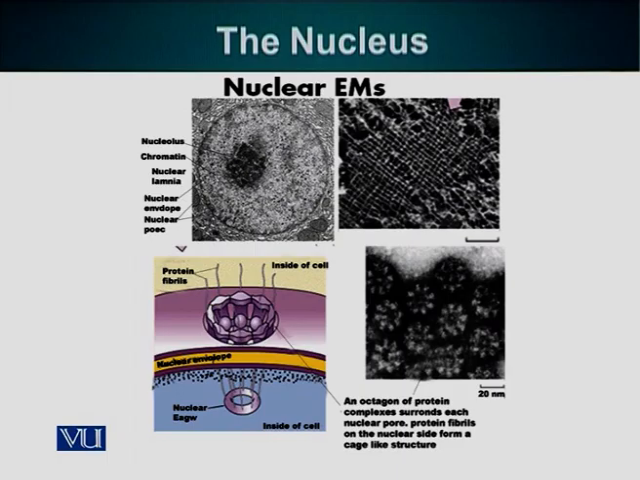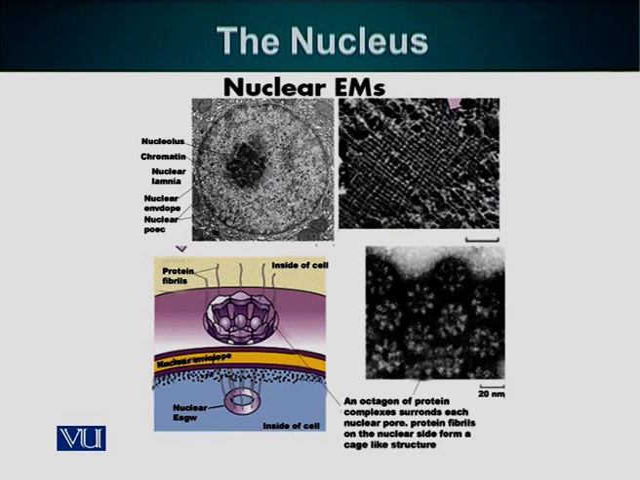Here on the screen, you can see the structure of nuclear pores. The nuclear pores, as I mentioned, have octagonal symmetry, electron micrograph of a nuclear pore. Here you can see the nuclear lamina. This is also an electron micrograph of the nucleus.